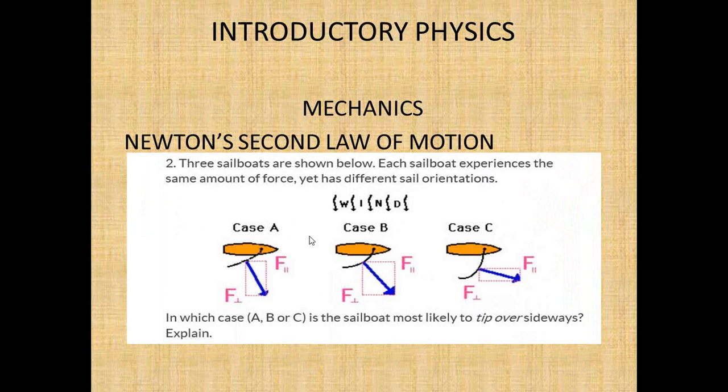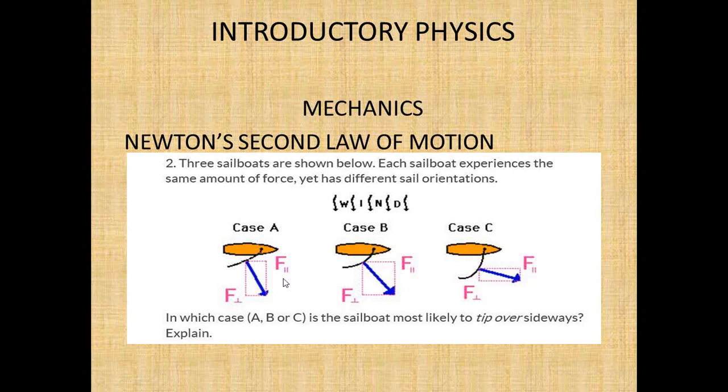You have the wind which is coming this direction. So the wind is coming straight down. The sail has a different orientation, but it is subject to the same amount of force. The direction of the force is different though. This is the resultant of the force acting on this boat. This is the resultant of this force acting on that boat. And this is the resultant of the force acting on this boat. The wind is coming in that direction.